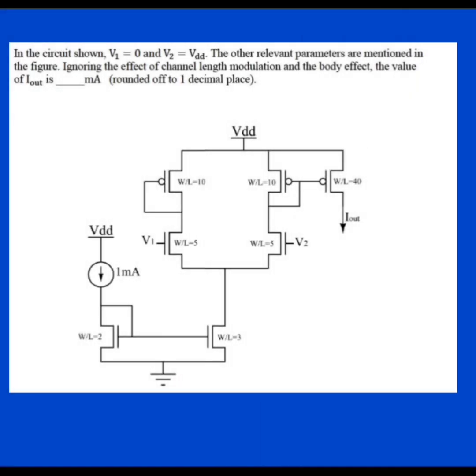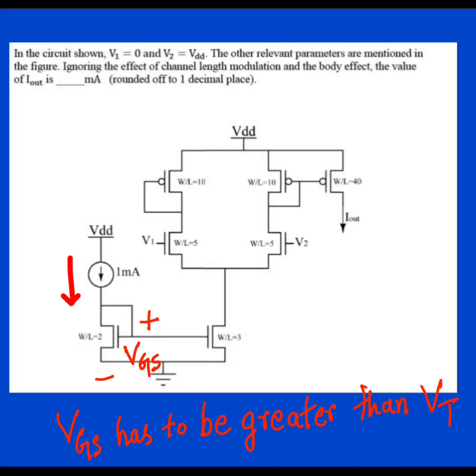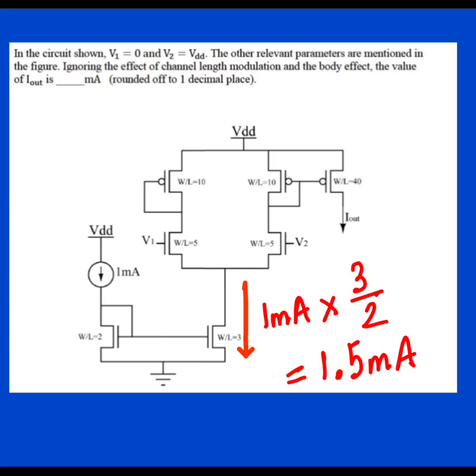Okay, so here you can see that 1 milliampere current is flowing through this transistor, which has a W by L ratio of 2, and this is an NMOS. So this current will be mirrored into the NMOS, which has a W by L ratio of 3. So what is the current which will be flowing through the NMOS which has a W by L ratio of 3? That will be equal to 3 by 2, that will be 1.5 milliampere.